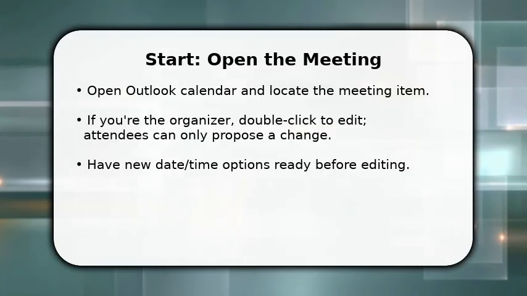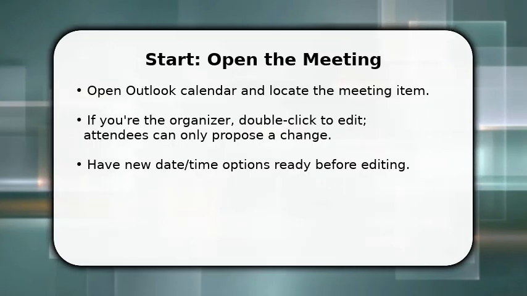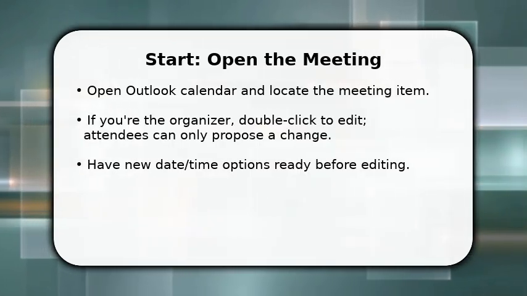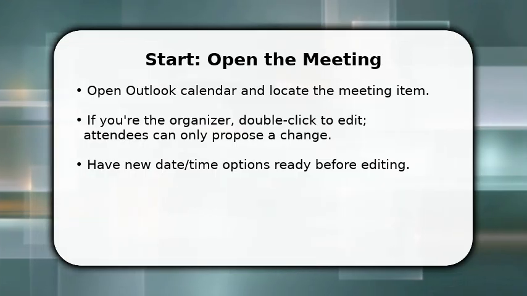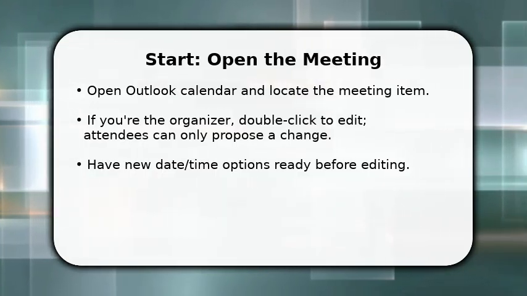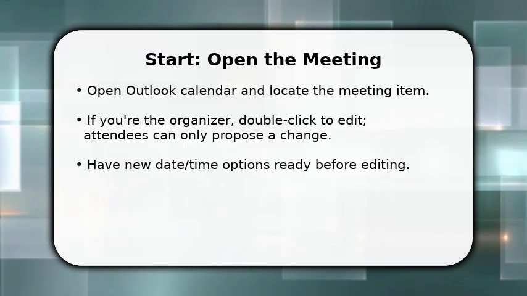You begin by opening the meeting in Outlook, go straight to the calendar and double-click the event. If you organize the meeting, you can edit it directly. If you are an attendee, you'll use Propose New Time instead.